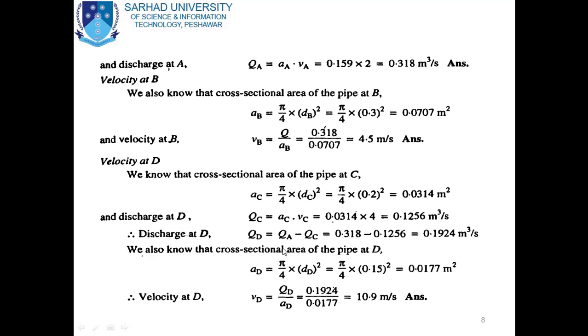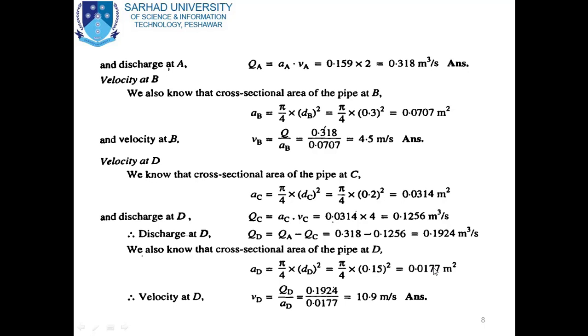So QD is equal to QA minus QC. QA is already found out, which is 0.318, and QC is already found out, which is 0.1256. So we will get the discharge in pipe D, which is QD is equal to 0.1924 cubic meter per second. Now we also know that the cross-sectional area of pipe D, AD is equal to pi by 4 dD square. dD is already given, which is 0.15. So AD, which is the area at point D, is equal to 0.0177 square meter.